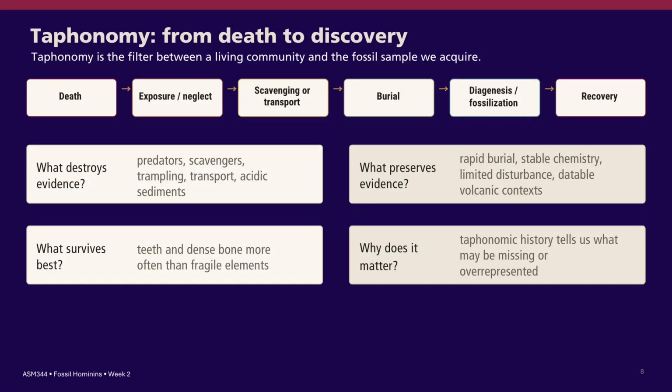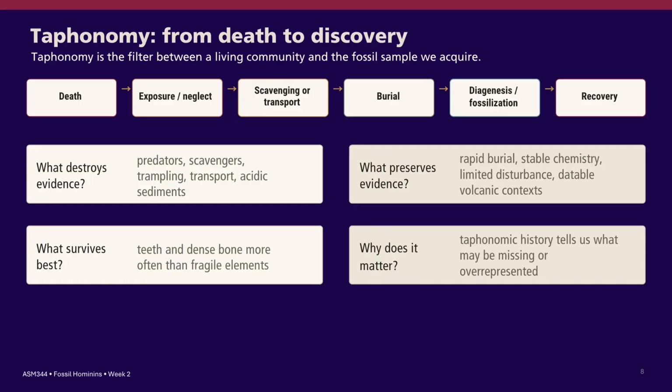Taphonomy is the study of what happens to remains from death through decomposition, transport, burial, and eventual fossilization. It is one of the most important concepts in this module because it explains why the fossil record is never a perfect copy of the living world. Between death and discovery, a body may be scavenged, weathered, broken, gnawed, moved by water, etched by roots, or disturbed after burial. Every one of those steps can alter what survives.